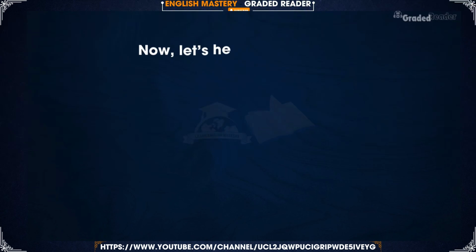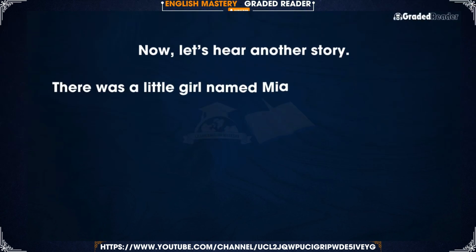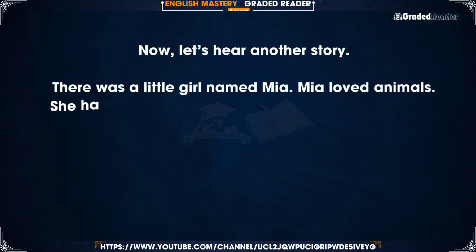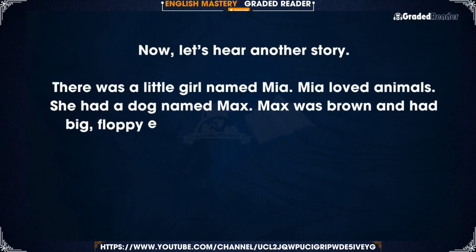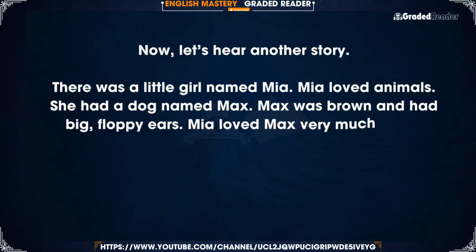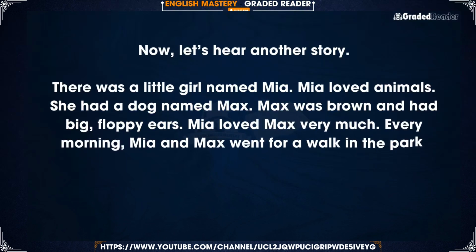Now, let's hear another story. There was a little girl named Mia. Mia loved animals. She had a dog named Max. Max was brown and had big floppy ears. Mia loved Max very much.